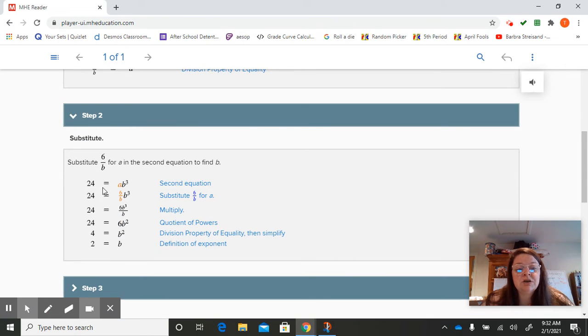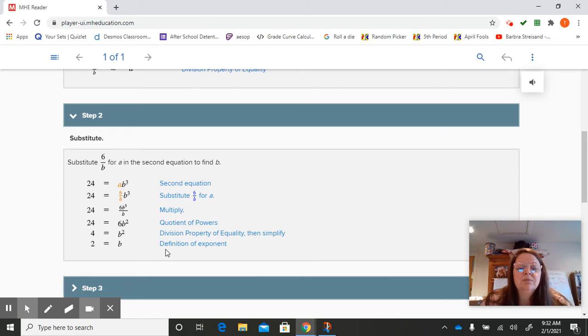So in our equation that says 24 equals a times b to the third power, we're going to change that a to 6 over b, which means that we have 6 times b to the third over b, and using that quotient of powers rule that we learned, we will change that to 6 times b squared. Divide both sides by 6 so that we get b squared by itself, and we get 4 equals b squared, which is super nice because 4 is a perfect square. So we can take the square root of both sides, and we get that b is equal to 2.